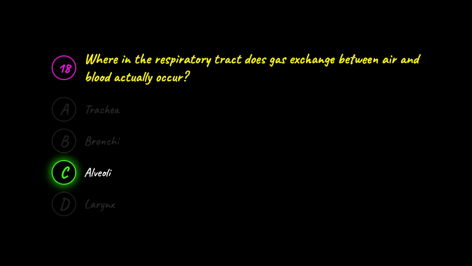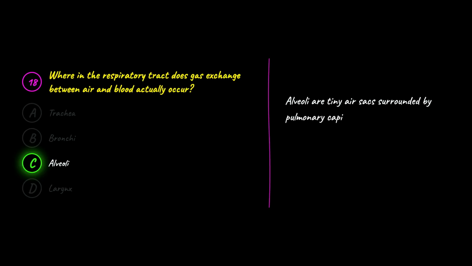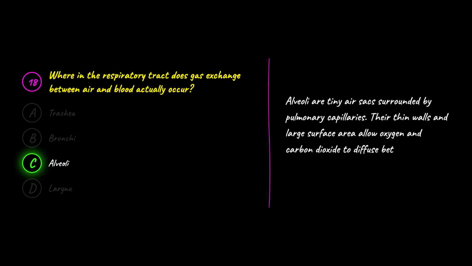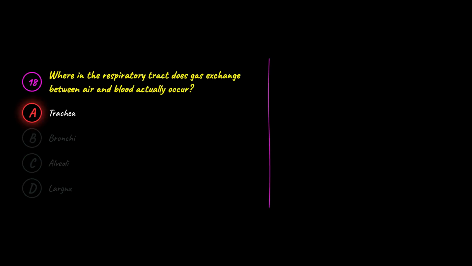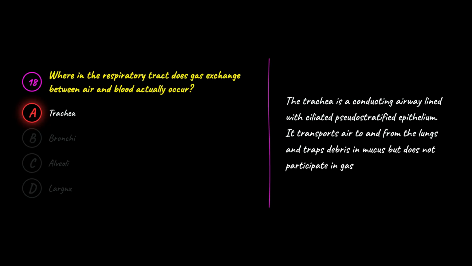The correct answer is C. Alveoli. C is correct because alveoli are tiny air sacs surrounded by pulmonary capillaries. Their thin walls and large surface area allow oxygen and carbon dioxide to diffuse between air and blood, completing pulmonary gas exchange. A is wrong because the trachea is a conducting airway lined with ciliated pseudostratified epithelium. It transports air to and from the lungs and traps debris in mucus, but does not participate in gas exchange.